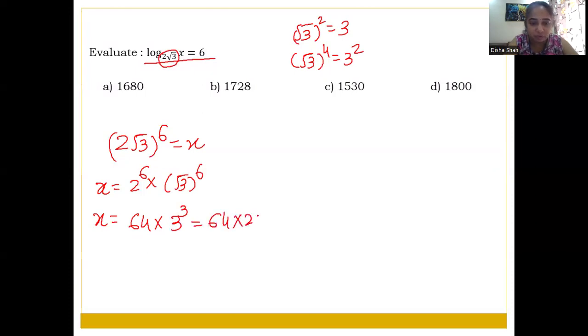So 64 into 27. The answer will end with 8, right? Because 4 into 7 is 28. So the answer will end with 8. So option B is the correct one.